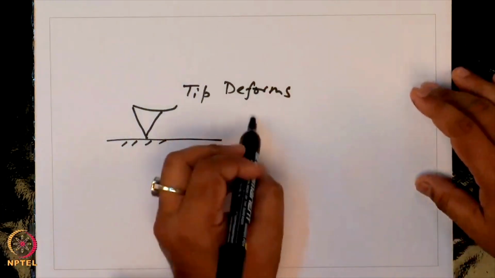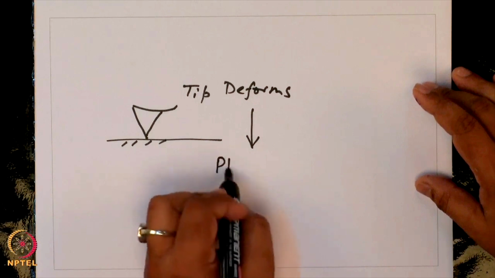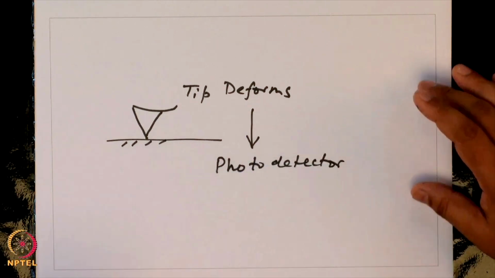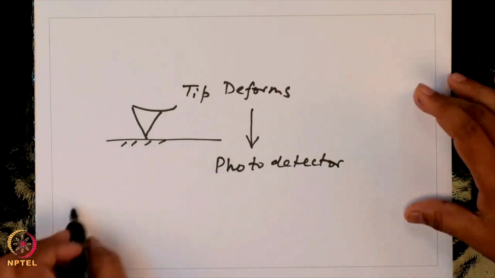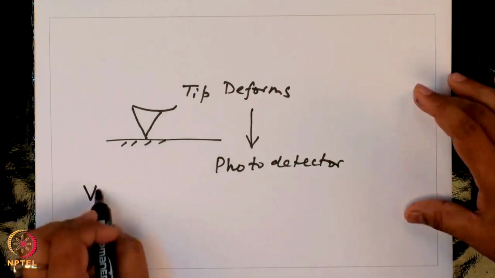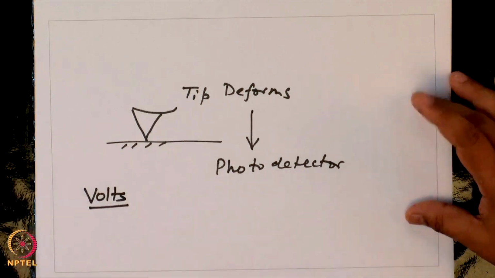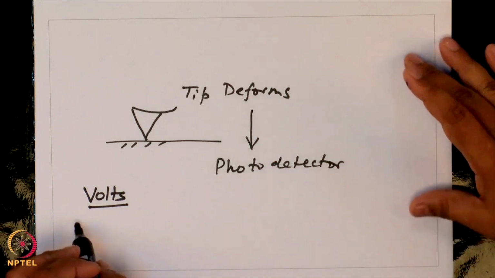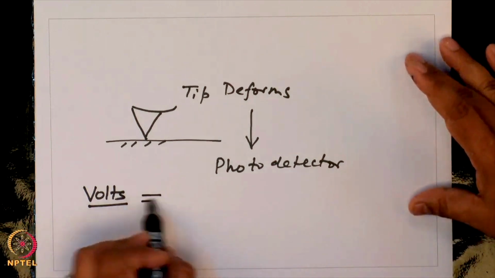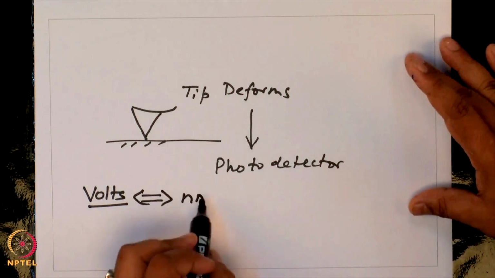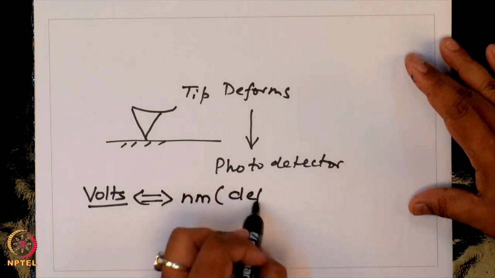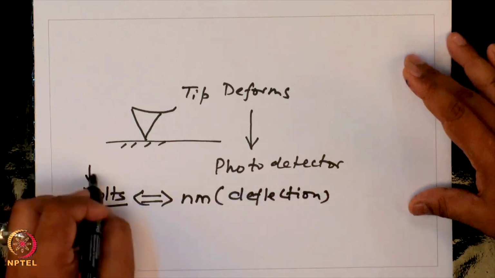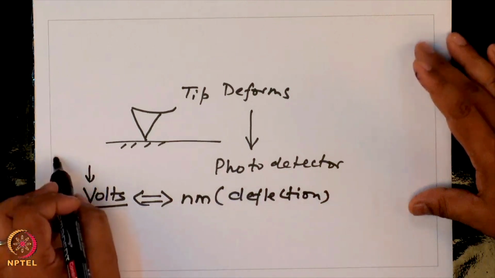And this deformation is what is tracked by the photodetector. What is detected in the photodetector is in volts. So, you have to use something called inverse optical lever sensitivity to translate volts to nanometers of deflection. The electric system detects everything in volts.